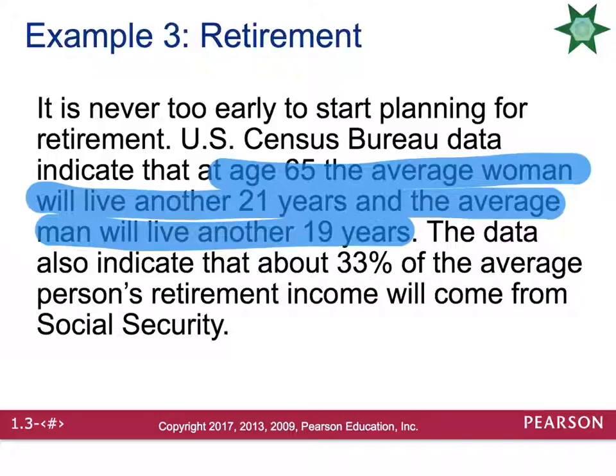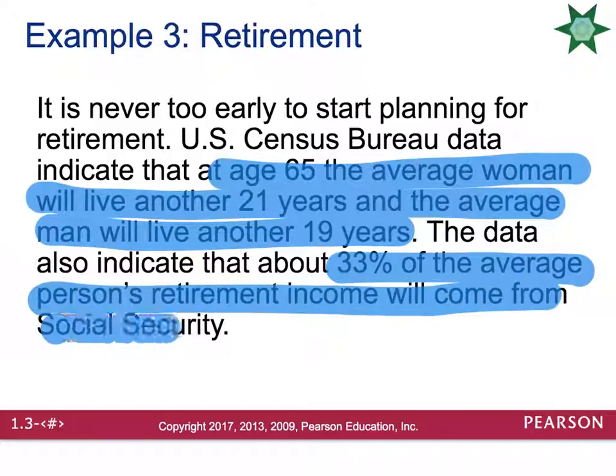Okay. And then the data also indicates that about 33% of the average person's retirement income will come from Social Security. So that covers a third of your income. Now, we call retirement a three-legged stool. And we can say Social Security is one of those legs. So it's not going to sustain you in your retirement completely, but it's about a third.